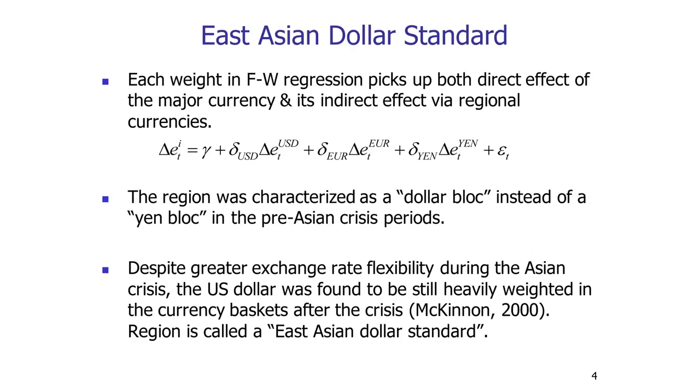So this is the original Frankel-Wei regression, where the weights, being the coefficients, capture both the direct effects of the international currency on the home currency, as well as indirect effects through regional currencies. As we know, even after the Asian financial crisis, the weight on the US dollar in this region remains very high, and so it was called the East Asian dollar standard.